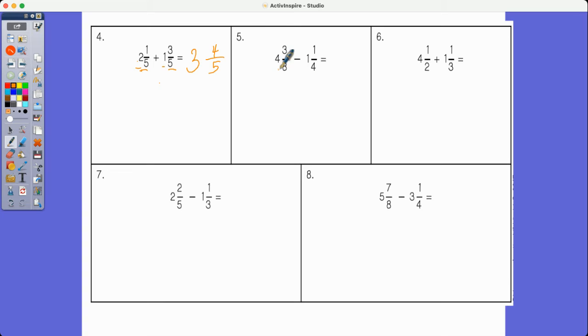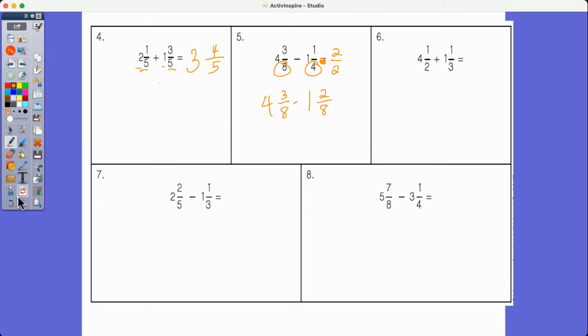This one, I do not have the same denominator, so I need to look at this. Now, I'm hoping all of you go, hey, 4 goes into 8. I just need to change the second one, which is true. So we're going to change the second one by multiplying 2 over 2. And I have 1 and 2 eighths and 4 and 3 eighths.